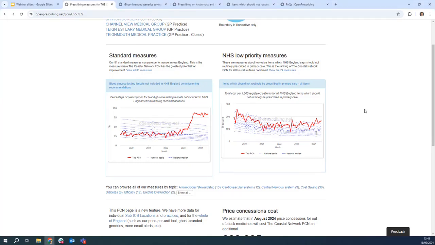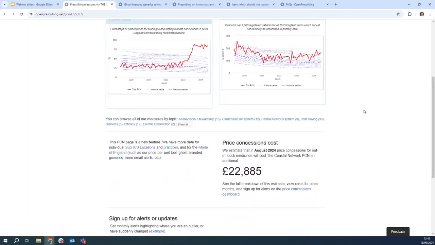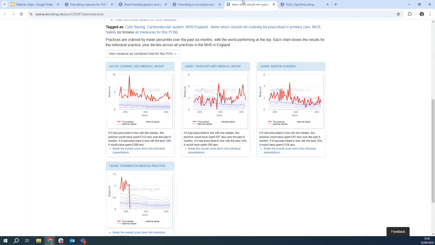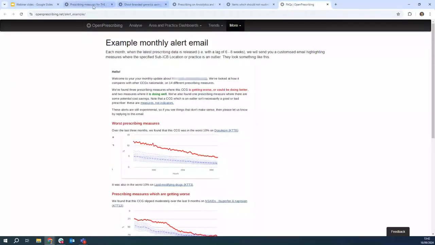So they're all appearing in the chat, and you can have a read later if you want more information. So ghost branded generics, I'd say have a quick look, but don't spend too much time on it.